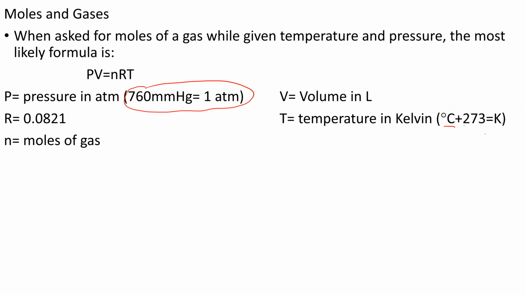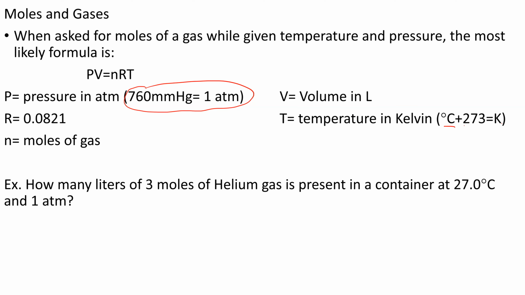So how many liters of 3 moles of helium gas is present in a container at 27 degrees Celsius and 1 atmosphere? So I have my PV = nRT, right? So which values do I have? I have my moles. I have my R, because that's a constant, so it's going to be 0.0821. Temperature, I'm going to change to Kelvin, so about 300. I have my pressure, which is 1 atmosphere, so I'm looking for V. So basically your formula becomes V = nRT over P.